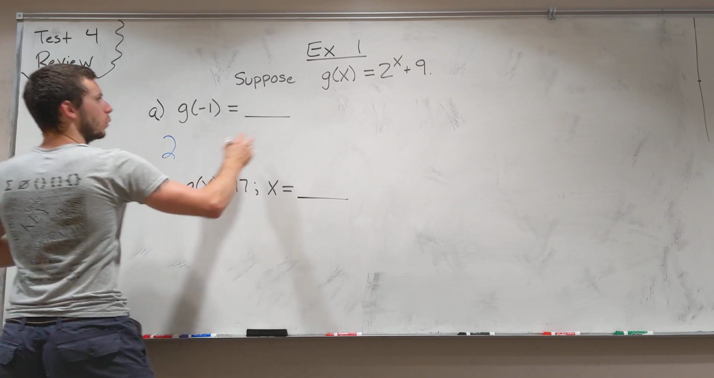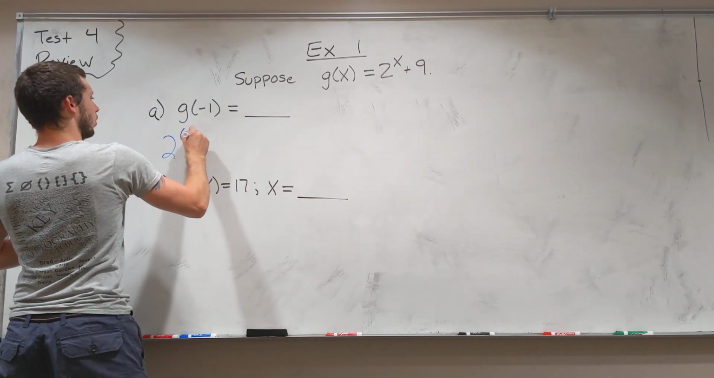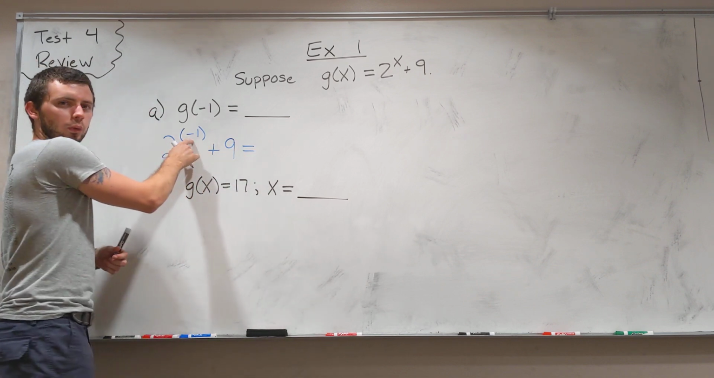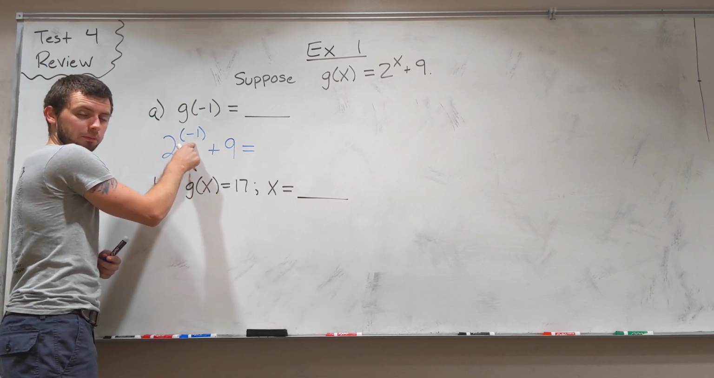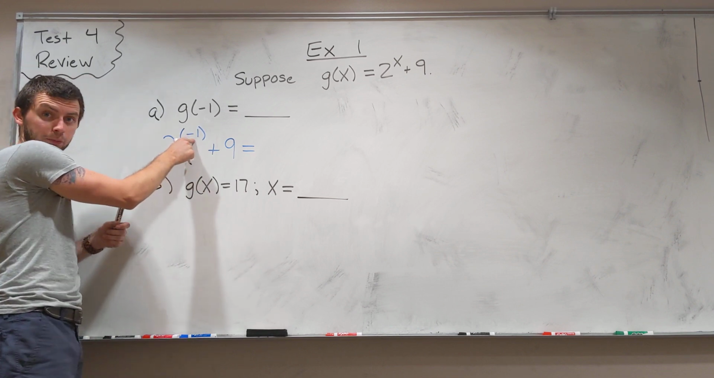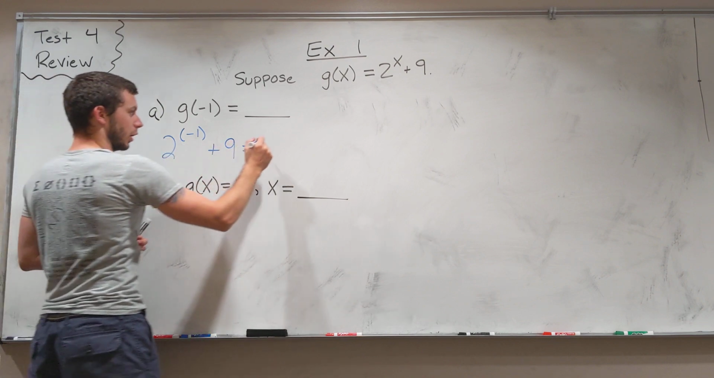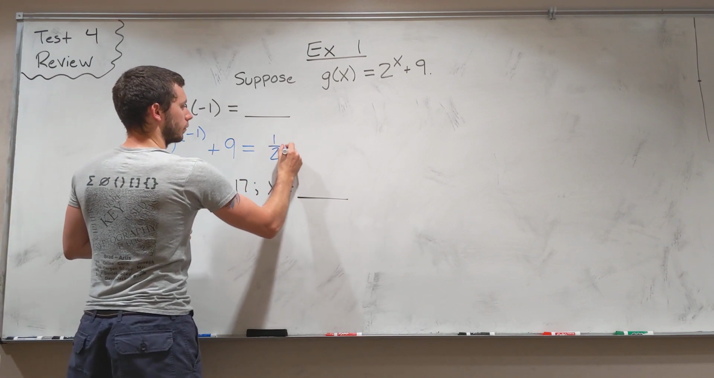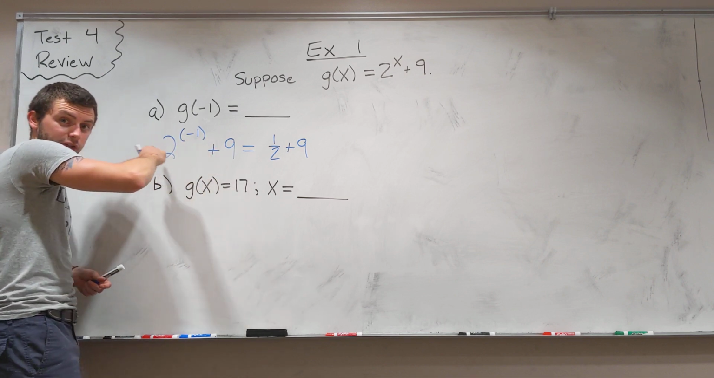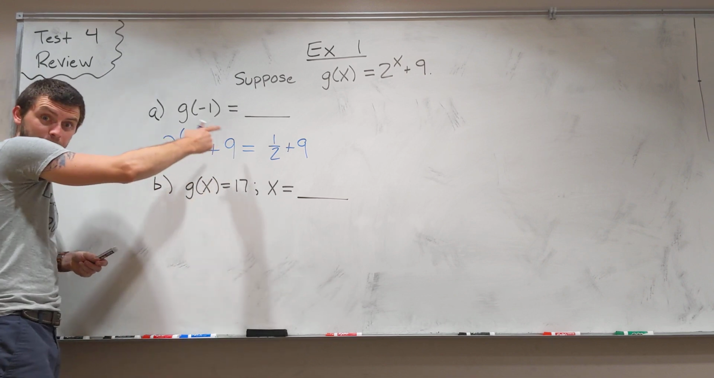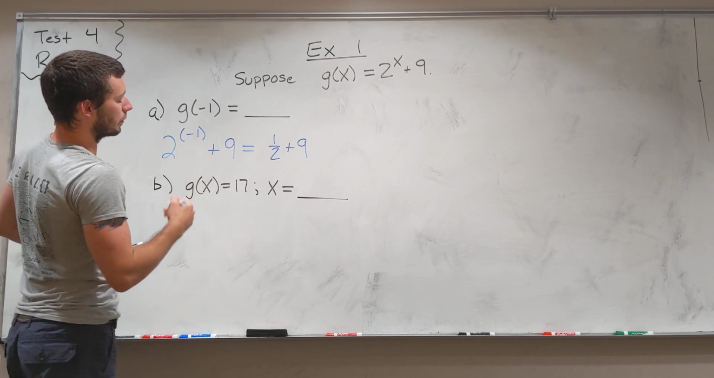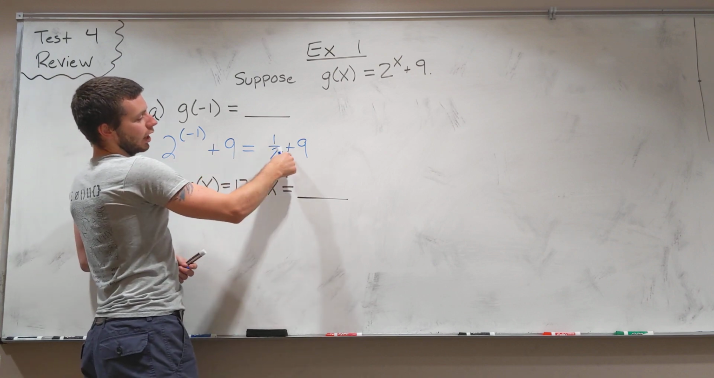So that's 2 now raised to the -1 plus 9. And so remember what -1 does as an exponent. It means the base becomes flipped. So the negative exponent means that 2 will now become 1/2. You can also do all of this in your calculator, that's perfectly fine. Just make sure you know how to put this in your calculator. 2 raised to the -1 power. But in any case, you'll get 1/2 plus 9.